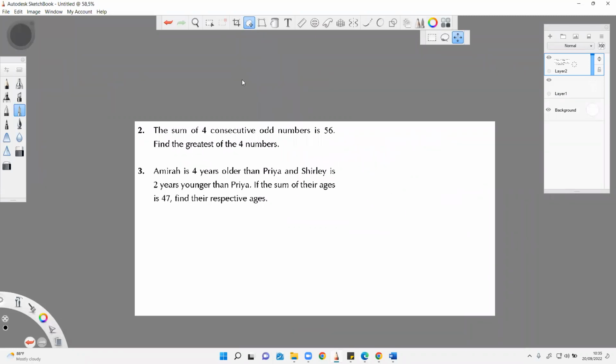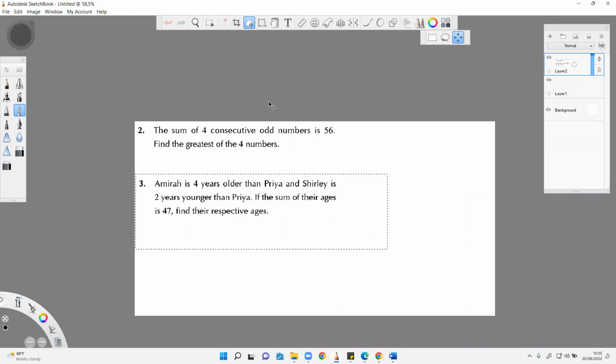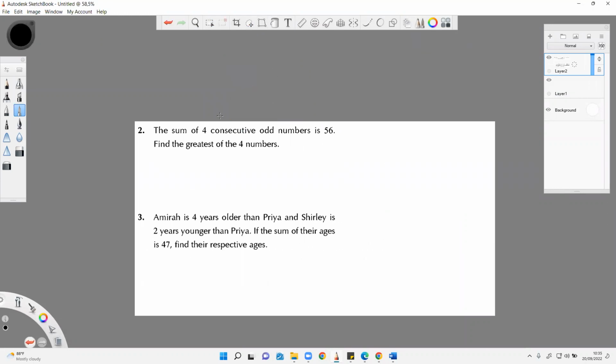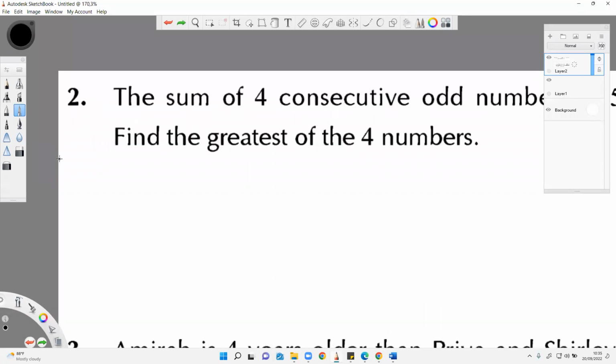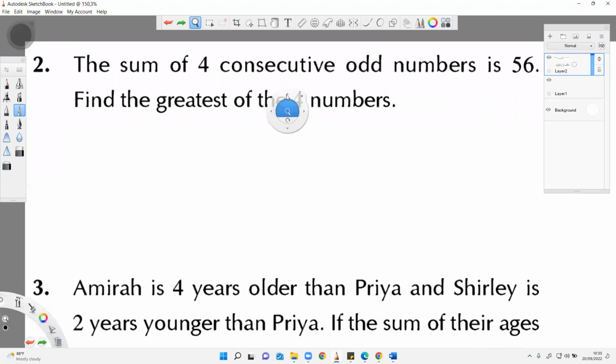Okay, look at the question properly. Number 2 and number 3 for exercise 5C. The sum of 4 consecutive odd numbers is 56. The sum of 4 consecutive odd numbers. So what is the first odd number? N. Next. Yeah, we have 4 numbers, right?